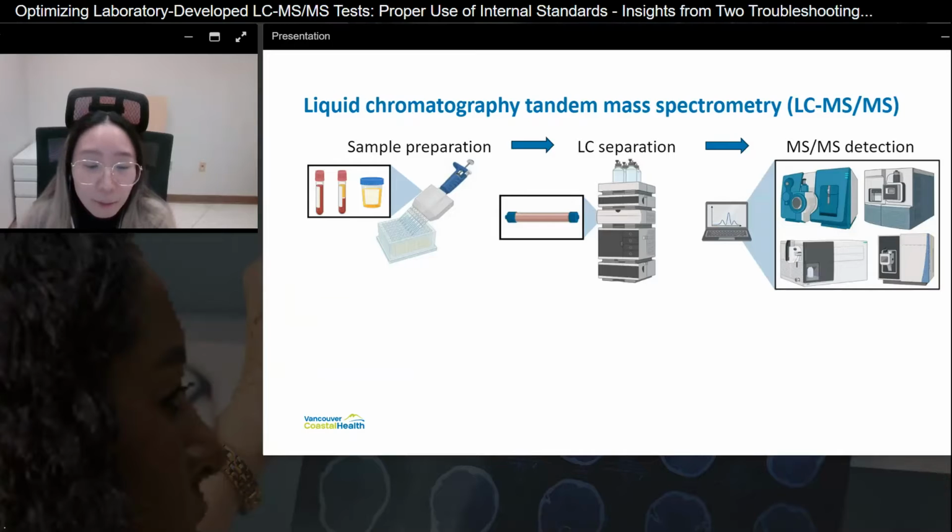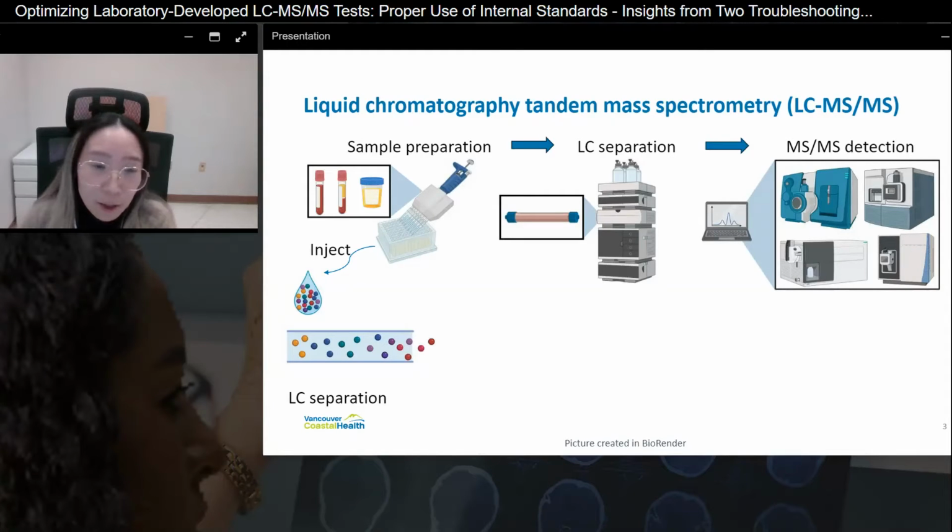So in the sample preparation step, it extracts the target analyte and cleans up the sample matrix using techniques such as dilution, protein precipitation, solid phase extraction, or supported liquid extraction, etc. I'm not gonna get into details of those techniques. And then after the samples are extracted from the sample preparation step, they are injected onto the liquid chromatography separation system.